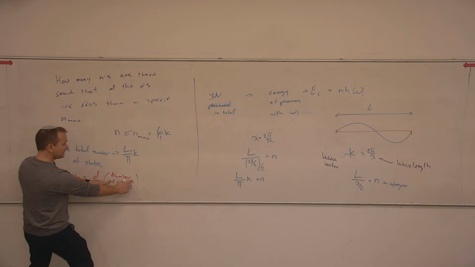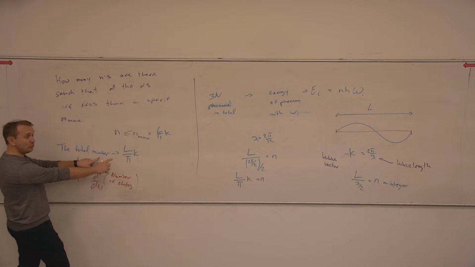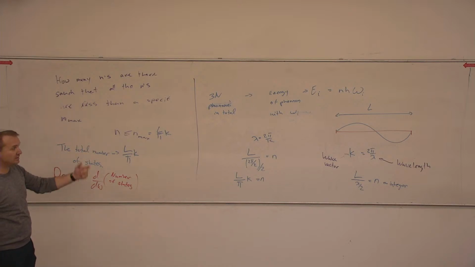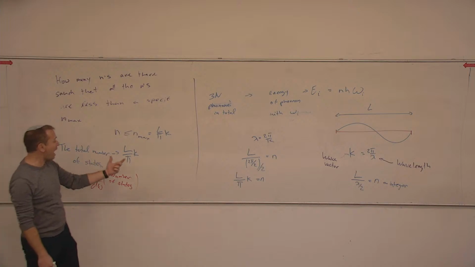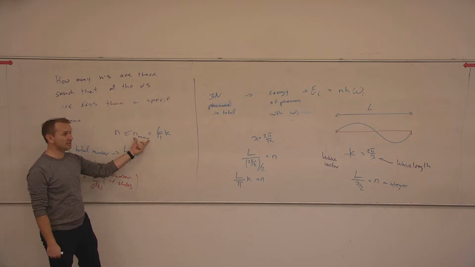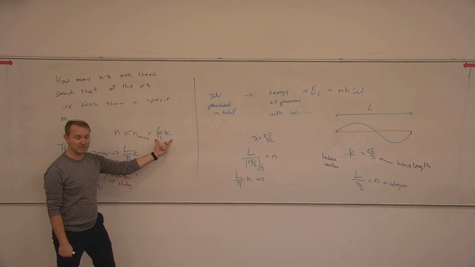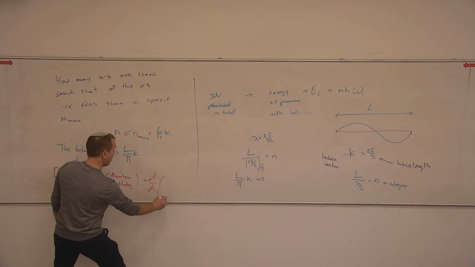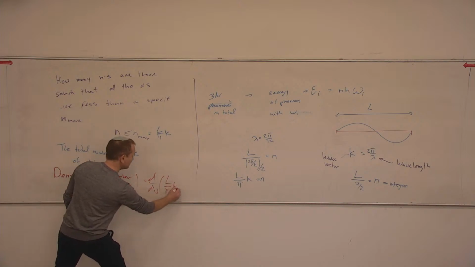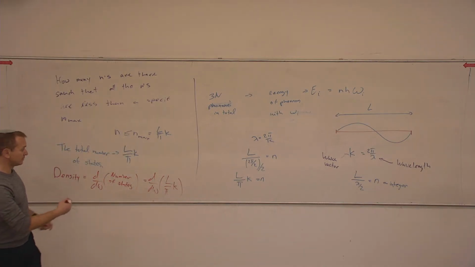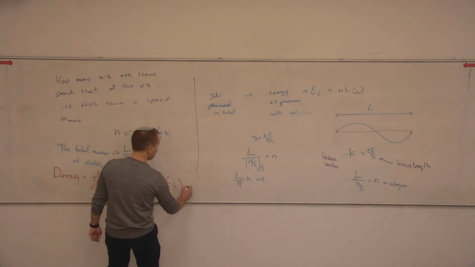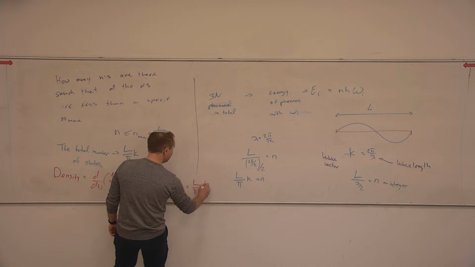Okay. And number of states, I just count them. What is the number of states? It is the number of different standing waves that can be in the system up to a specific n max. This n max is related to my wave vector. So basically the density is d/dω of L divided by π multiplied by k. L is not related to omega, π is not related to omega, and I obtain that this is L divided by π dk/dω dω.